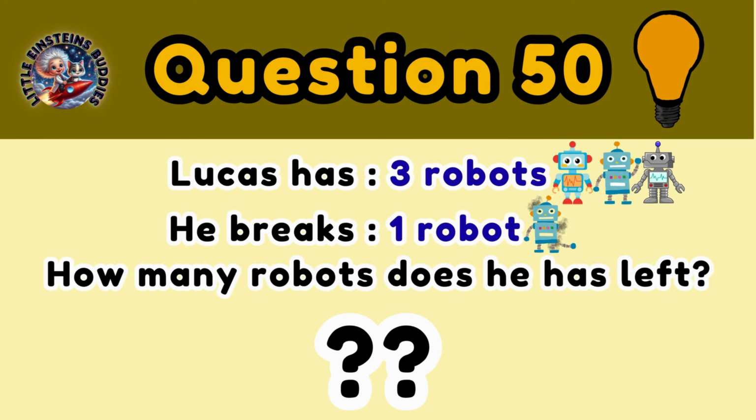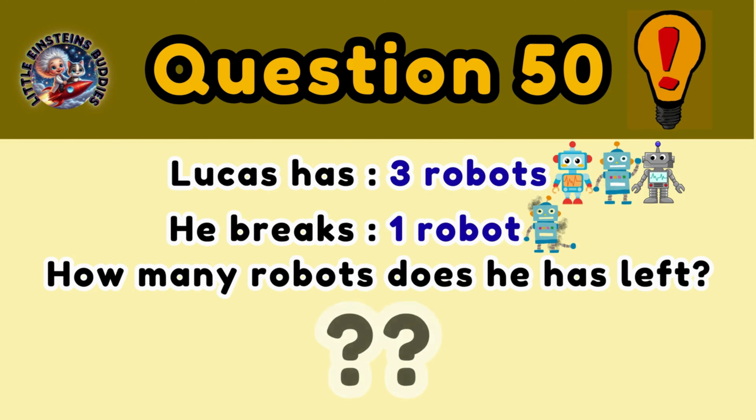Question 50. Lucas has 3 robots. He breaks one of the robots accidentally. How many robots does he have left? 2 robots.